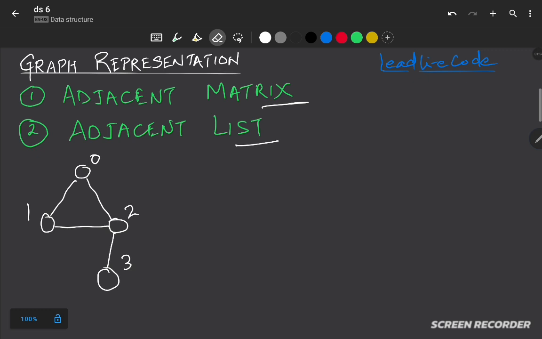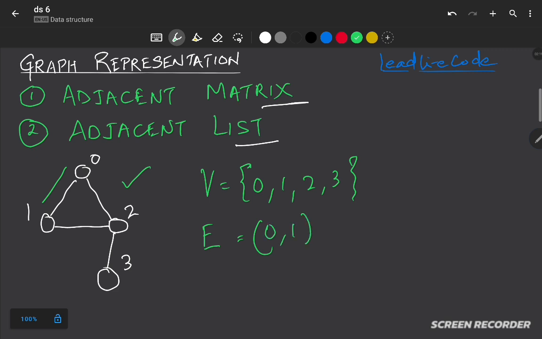Okay, so let us say this is a graph. In this graph there are four vertices. So let us say V equals 0, 1, 2 and 3, and there are edges. Let us say there is an edge between 0 and 1, one more between 0 and 2, one between 1 and 2, and one between 2 and 3. So these are the vertices and edges that are there in this graph.